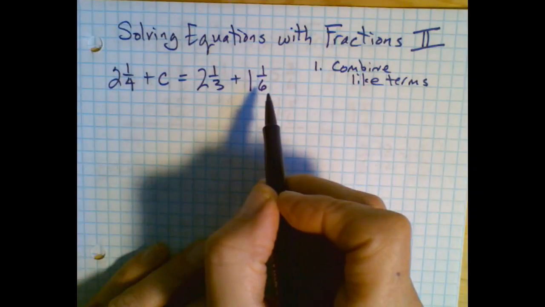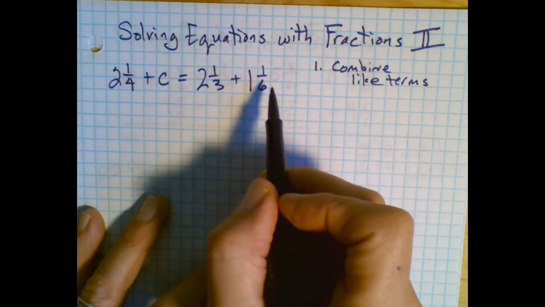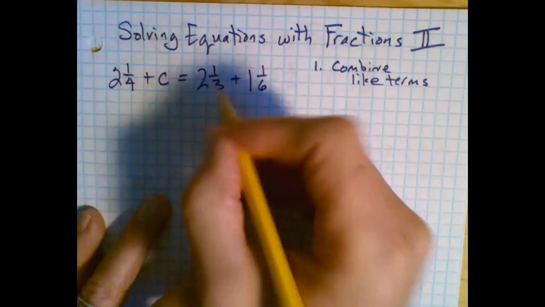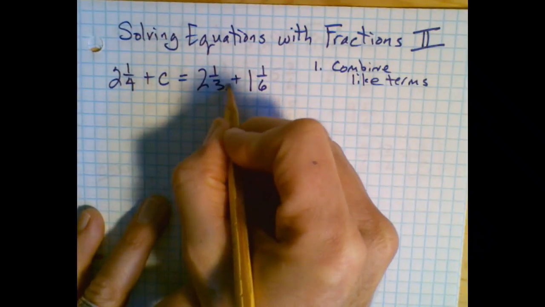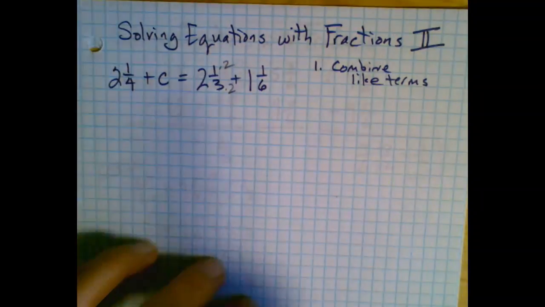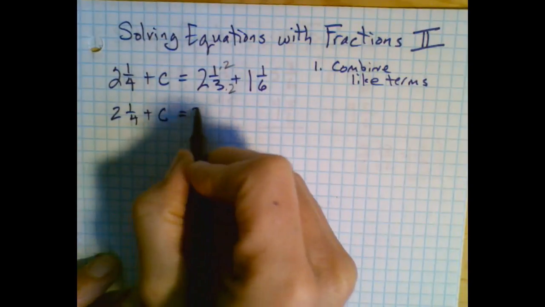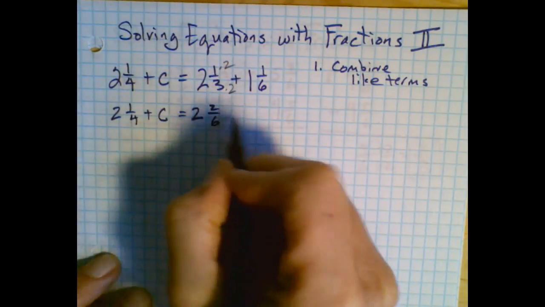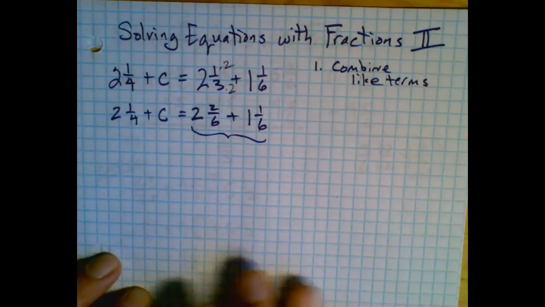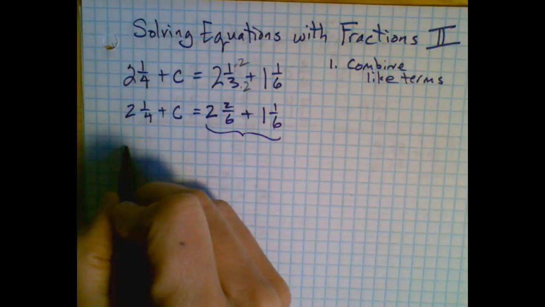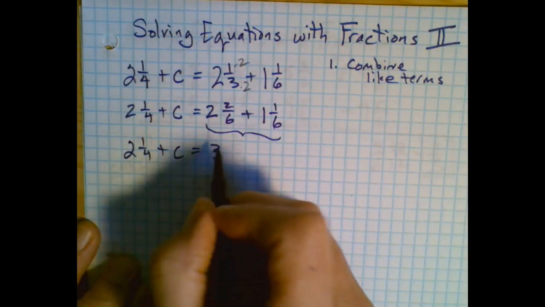So let's combine that. But before we combine that, we're going to have to change the denominators because those are not the same. So what can I do? I can certainly make the 3 look like a 6 by multiplying by 2. So I'm going to multiply top and bottom by 2 and rewrite my equation this way. 2 1/4 plus c equals 2 2/6 plus 1 1/6. Now I can combine these 2 terms here. And my equation now looks like 2 1/4 plus c equals 3 3/6.